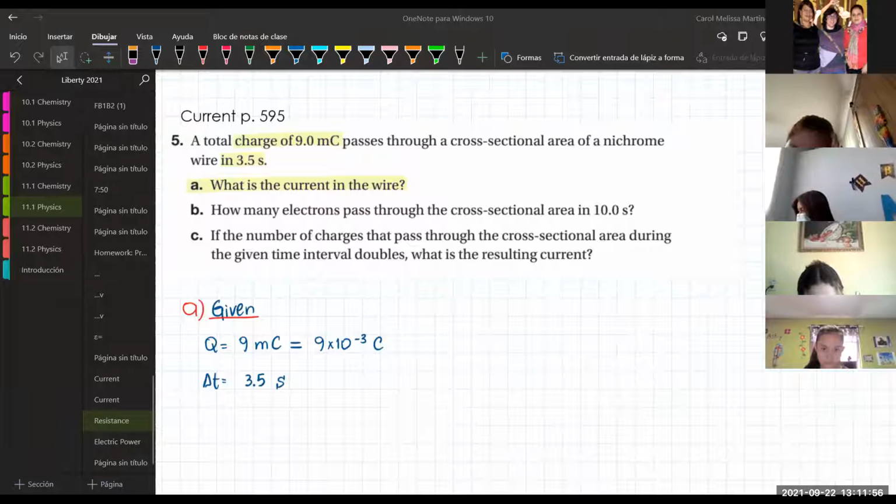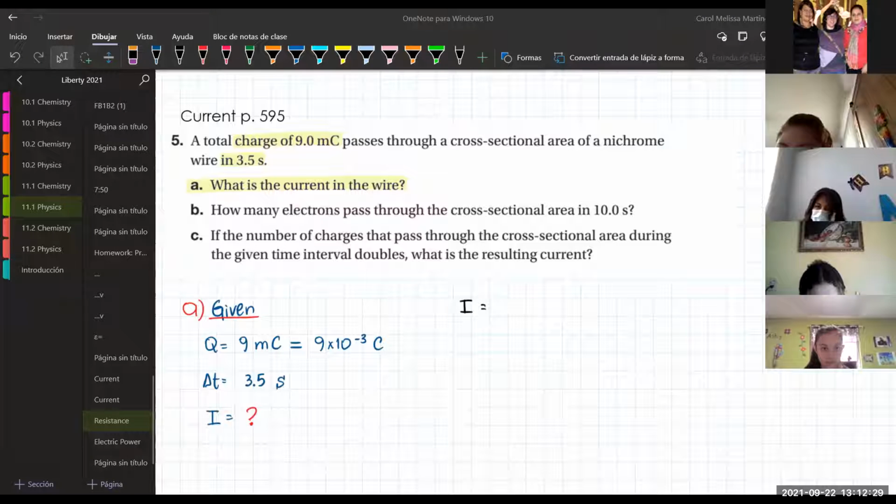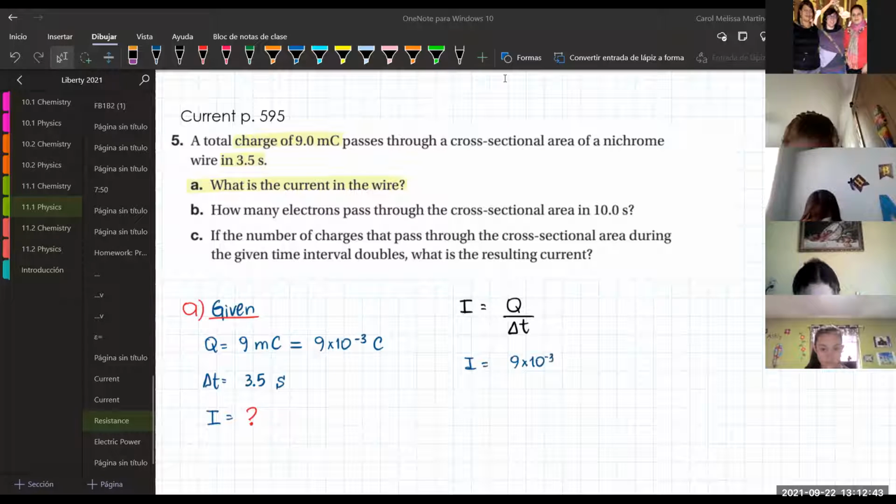Okay, they're giving you a time of 3.5 seconds, and you need to find the current. So the current is unknown. According to the formulas that I gave you, current is equal to charge divided by the time interval. This is the main equation: current is equal to Q divided by delta T. All we need to do here is plug in the givens. The charge is equal to 9 times 10 to the negative third power coulombs, and the time is 3.5 seconds.